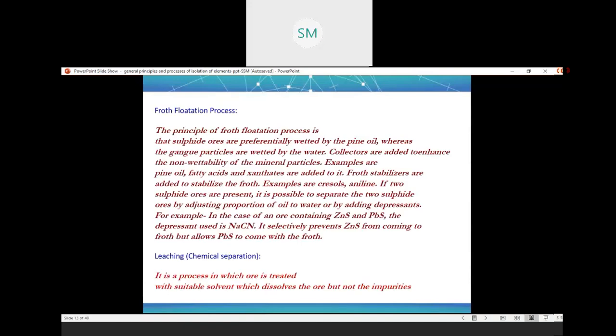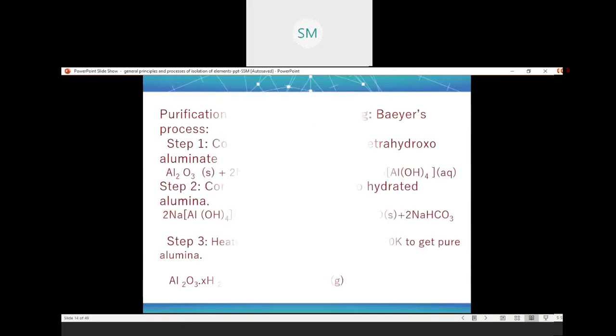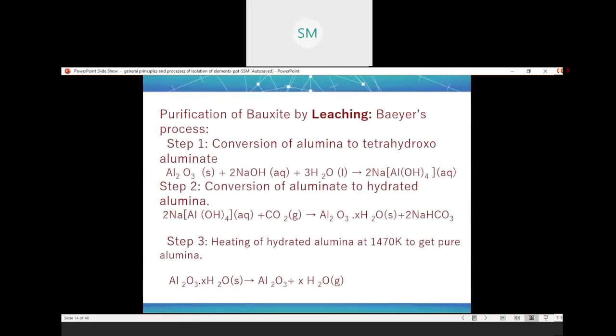Next method is the leaching method, which is a chemical separation method. It is a process in which ore is treated with a suitable solvent which dissolves the ore but not the impurities. Purification of bauxite ore to get pure alumina by leaching is also called Bayer's process.